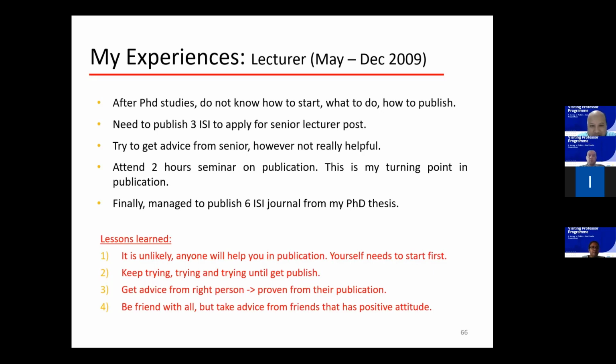I could not just wait. So I tried to get advice from seniors, but it was not really helpful because at the time I was alone in the power system area. No one in the department was in power systems; the majority were in communication. Then I attended a seminar on publication. From there, I got ideas on how to do it. I tried and got 6 ISI journal papers from my PhD thesis. Six. So you must try. You never know whether it will be accepted or not, but the bottom line is we need to try first.